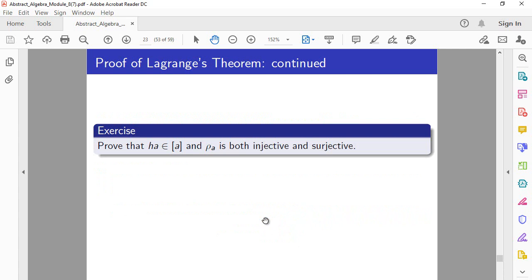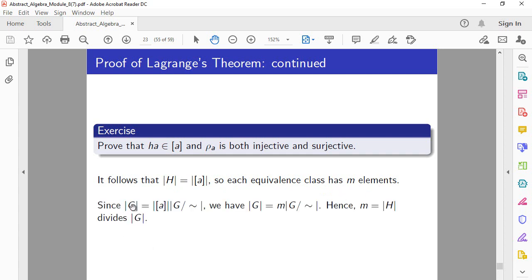And I'm going to leave it to you to prove that the function rho A that we defined is both injective and surjective. So then it follows that the number of elements in H is equal to the number of elements in the class containing A. So each equivalence class then has M elements. Remember, M is the number of elements of H. So each equivalence class has M elements.